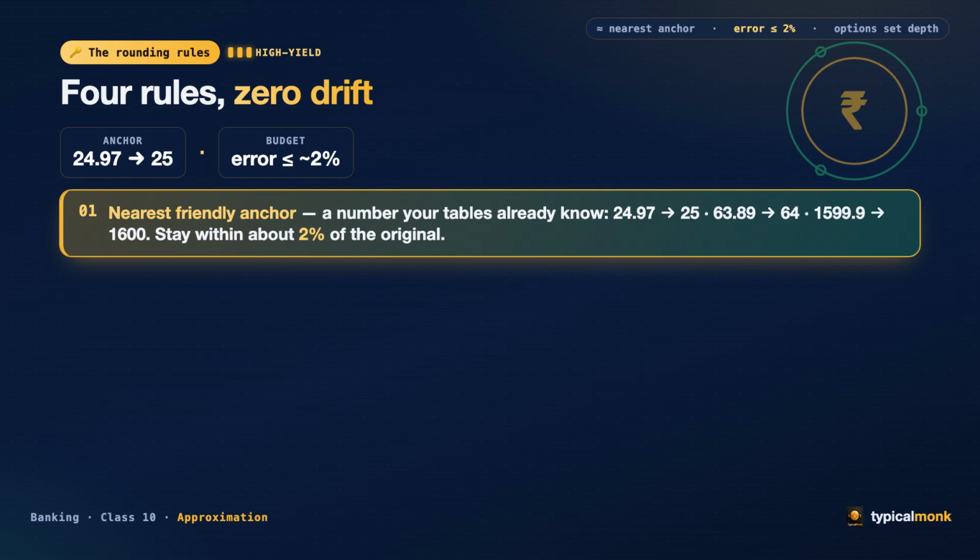Now, the 4 rules. The ones that turn rounding from instinct into discipline. Rule 1. The nearest friendly anchor. Round every number to the closest number your tables already know. 24.97 becomes 25. 63.89 becomes 64. 1599.9 becomes 1600. And every move stays within about 2% of the original. That is your error budget.